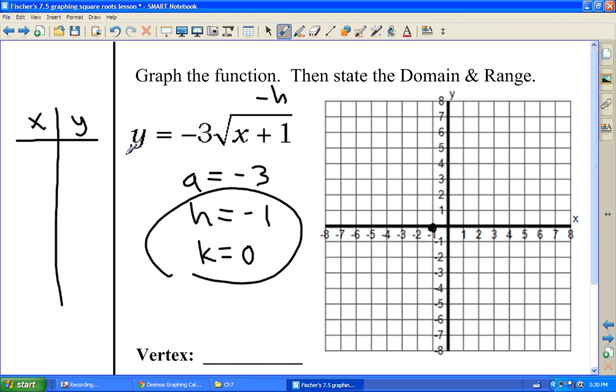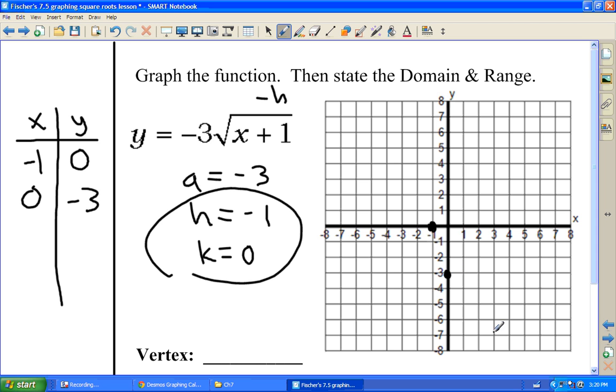Now I'm going to try to find points again. I'd like to first get a 0 under the radical. Let's try x = -1, or find my vertex here. When x is -1, I get a 0 under the radical. The whole thing is 0, and that's my origin. The next perfect square would be a 1. So if I tried an x of 0, I get a 1 under the radical. Square root of 1 is 1. 1 times -3 is -3. Okay, so when x is 0, I get a -3.